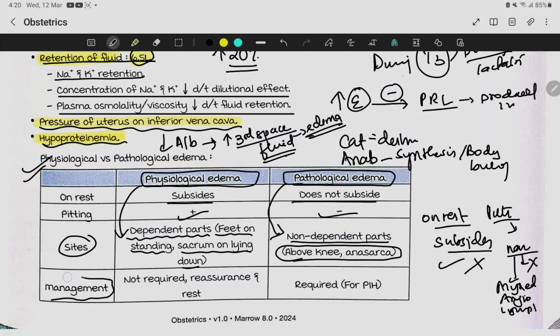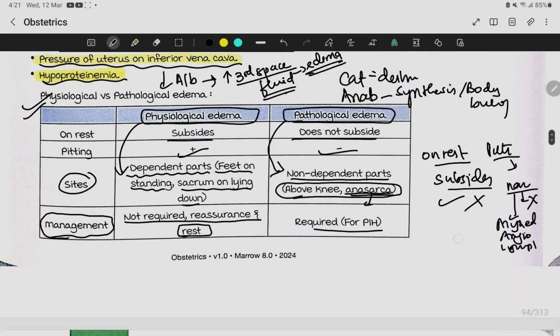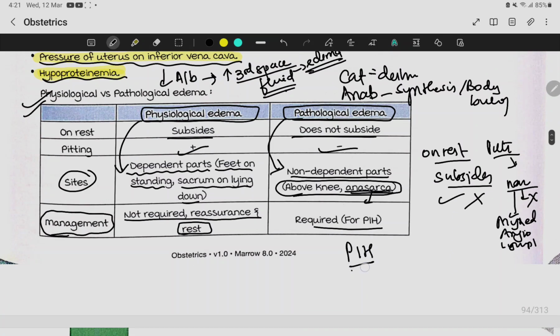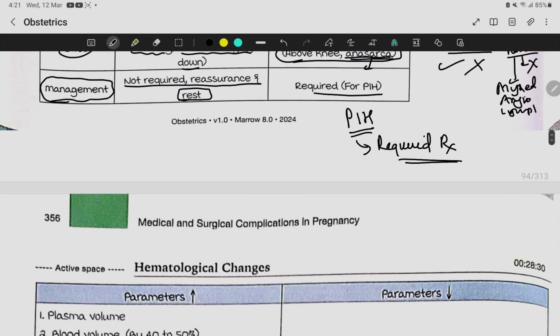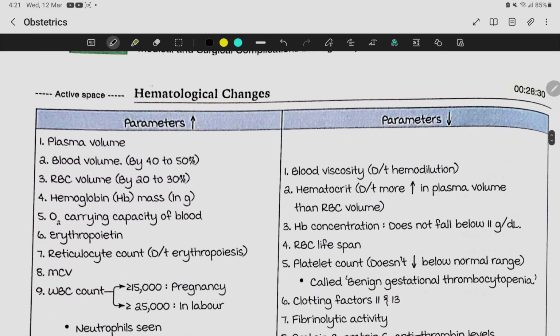In anasarca, all the cavities like the peritoneal cavity, pericardial, pleural, there is accumulation of fluid in these cavities. Okay, management of physiological edema obviously is not required. There's rest and reassurance, whereas for pathological edema, as in case of PIH, you need treatment, that is you have to give the specific treatment for whatever is the cause.